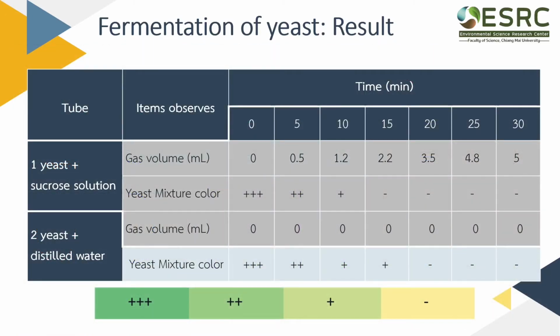These are all the results of this experiment. You should record them in your lab report. Gas volume is in the unit of milliliters, and color was recorded using positive and negative signs, which represent blue-green color and yellow color respectively.